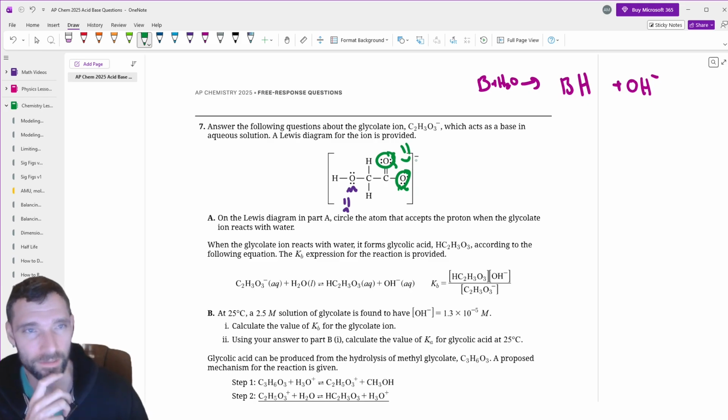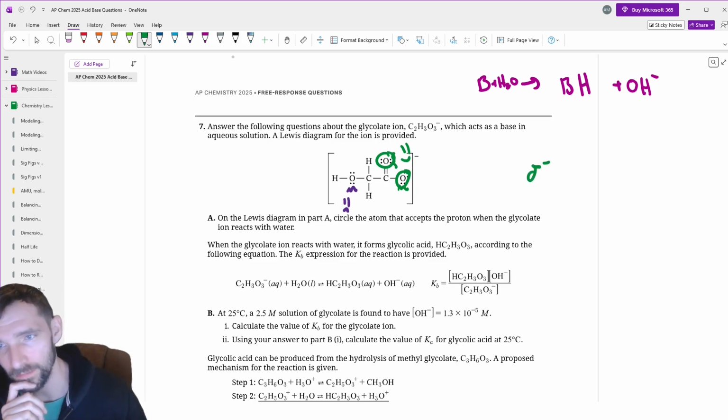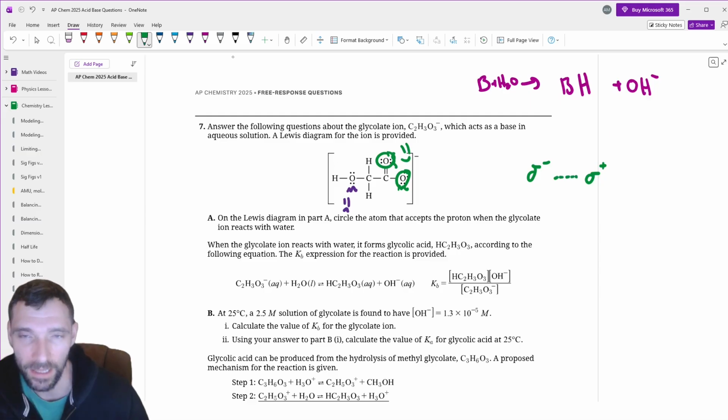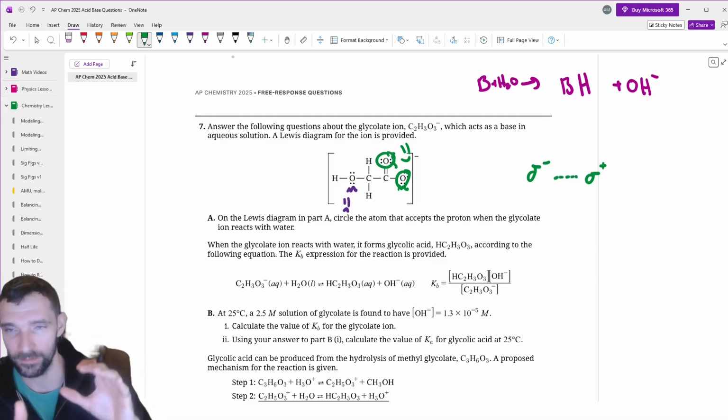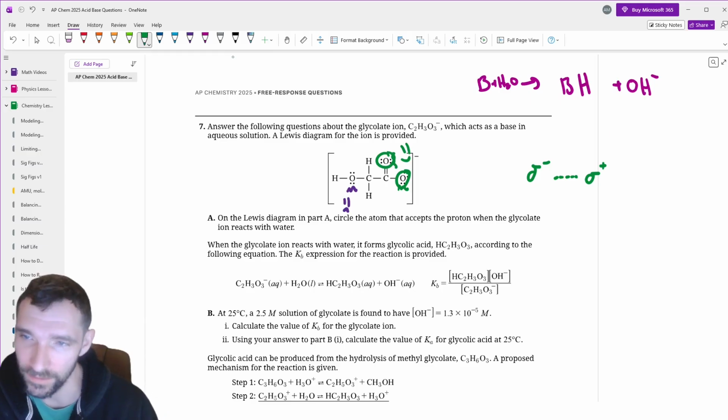You can also think of this as positive and negative charges being attracted to each other. There's a pretty negative zone around there, and so a hydrogen or a proton might be attracted to that. That's another way to think about this.